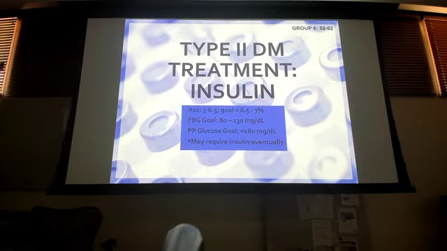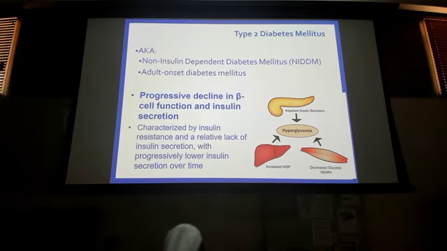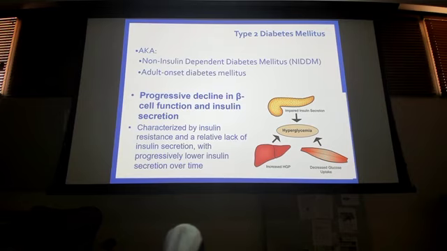Previously, this was called our non-insulin dependent or adult onset diabetes. It's a little bit of a misnomer just because some of these patients may still end up on insulin, but if that helps you to keep them separate between type 1 and type 2 for the treatment, that's a way to remember that.